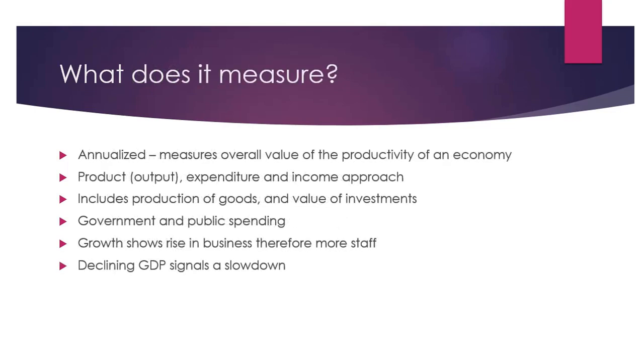But what does it measure? The gross domestic product indicator is typically expressed on an annualized basis, and it measures the overall value of the productivity of an economy. GDP can be computed in three ways known as the product or output approach, expenditure approach, and the income approach, which should all theoretically yield very similar results. Specifically, the GDP for a country includes the production of goods in its economy as well as the value of things such as investments, services, and trade balance. The data also includes government and other public spending.